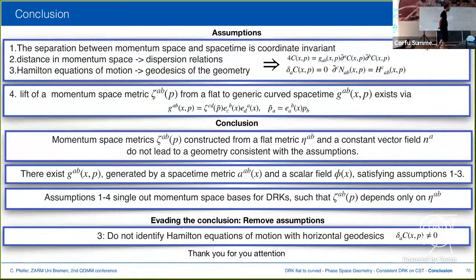Hello. I wanted to ask you about this assumption that you impose, this restriction on the possible metrics of space. Do they have a physical meaning or just? I mean, the first one is this idea that the distance in momentum space gives you the dispersion relations. Yeah, this appears in the context of relative locality.